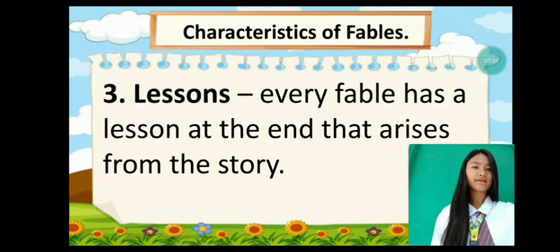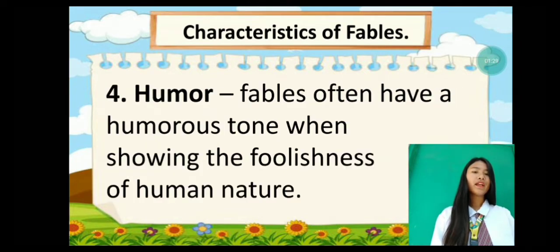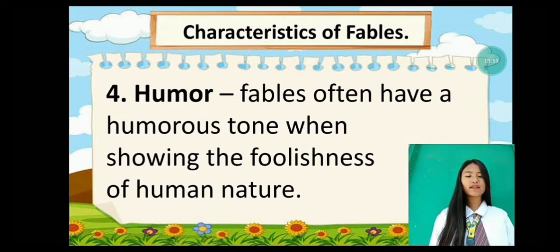The third one, of course, is the lessons. Every fable has a lesson at the end that arises from the story. The lesson of the tortoise and the hare is slow and steady wins the race. The last essential element of fables is humor. Fables often have a humorous tone when showing the foolishness of human nature. The humor in the story of the tortoise and the hare is that the hare, having ridiculed the slow movement of the tortoise, was challenged by the latter to run a race, with a fox to mark the goal and be the judge. And that's all for the characteristics of fables.